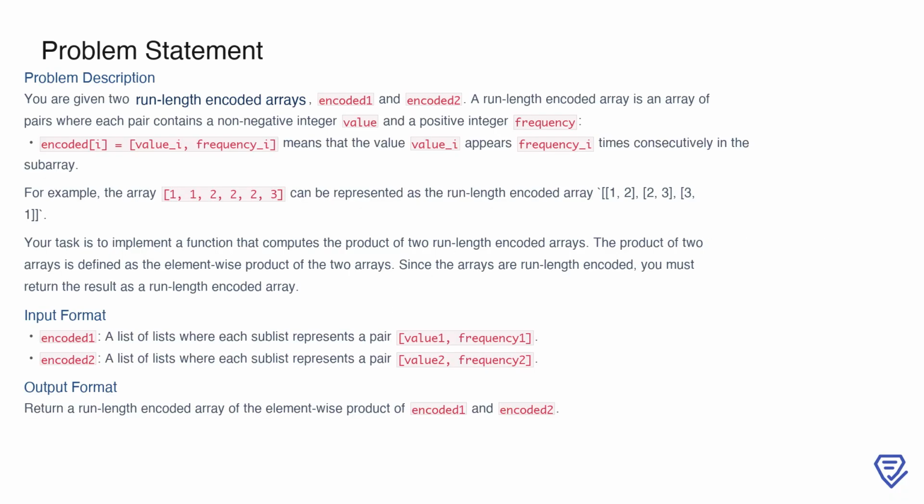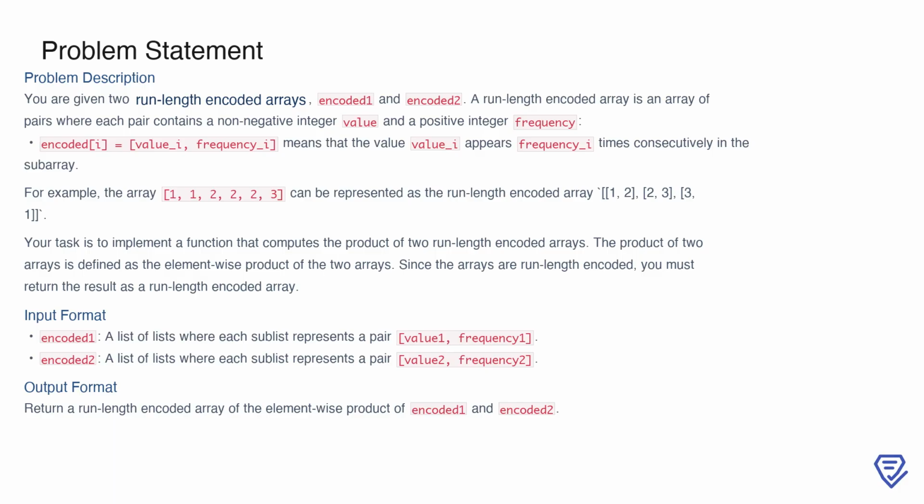In this problem, we are working with run-length encoded arrays. These are arrays where each element is represented as a pair. The first number in the pair is the value, and the second number is the frequency, or how many times that value appears consecutively. For example, instead of explicitly listing 1, 1, 2, 2, 2, 3, we represent this as [1, 2], [2, 3], [3, 1], which captures the same information in a more compact form.